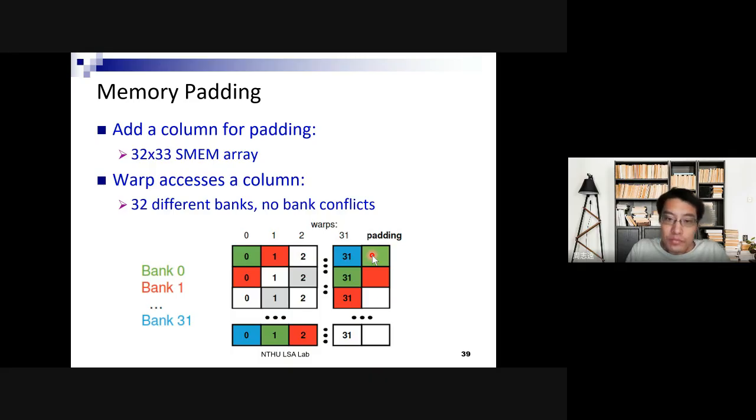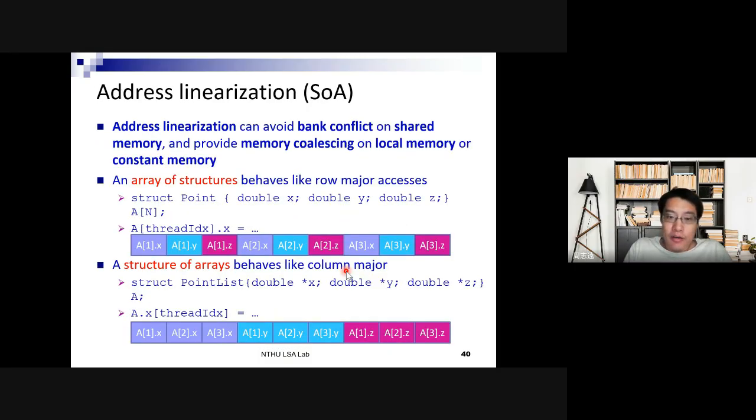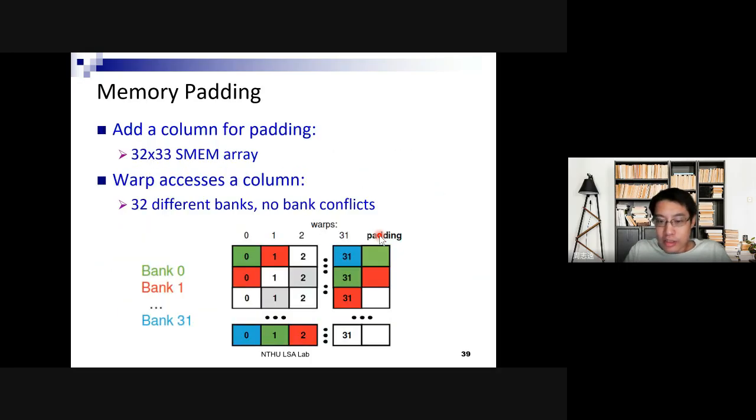And of course, shared memory is valuable. The space is limited. So memory padding is still a trade-off. It trades space for performance. So sometimes you still need to consider other things you could use that space for. It's not guaranteed that memory padding can always provide better performance.